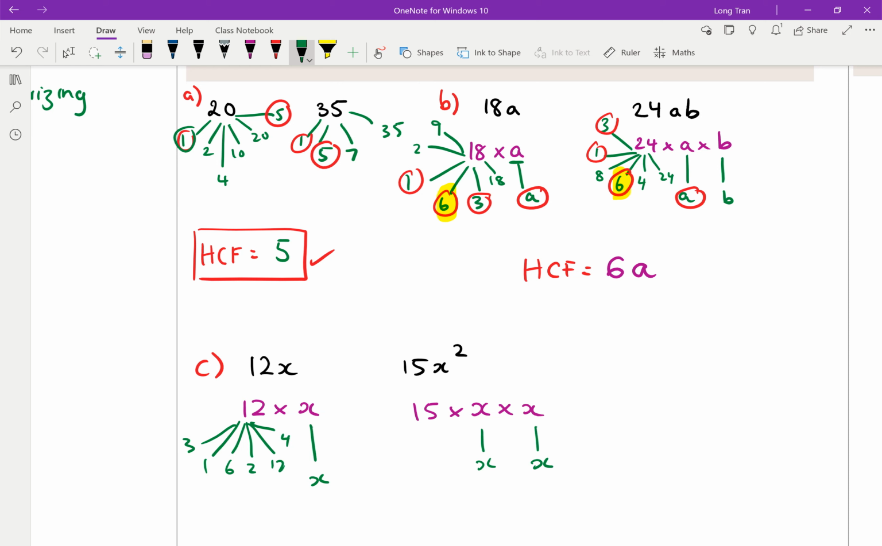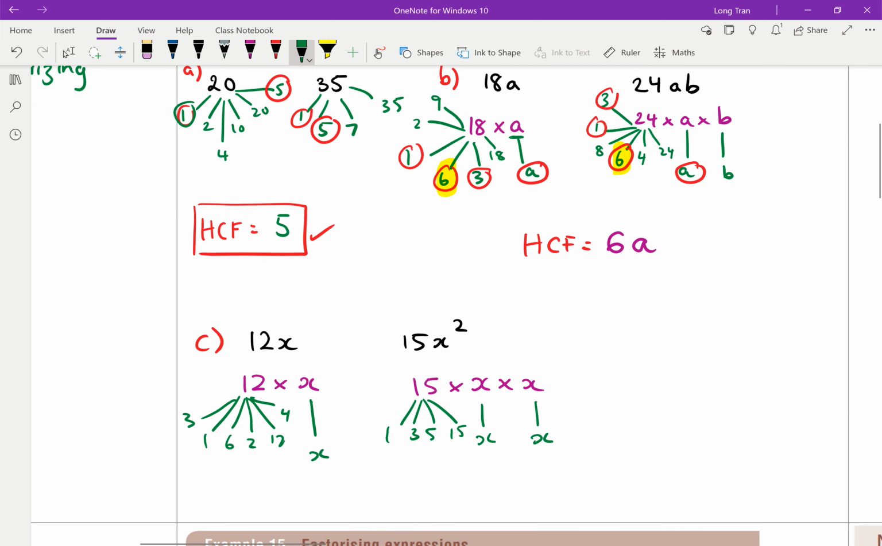So x is a factor, but you've got two of them. Whilst over here, 15: 1, 3, 5, 15. Very good. So now you contrast the two and you say, what's my highest common factor between them all? What do they all have? Very good, they all have a 3. And they also have an x. So that means my answer for the highest common factor has to then be 3x.